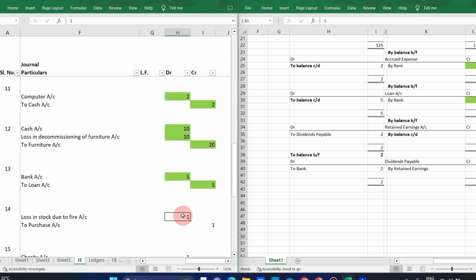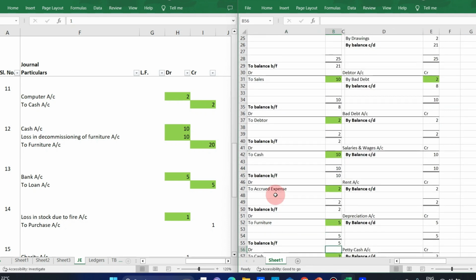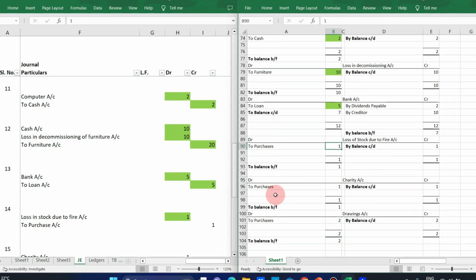14th entry, loss of stock due to fire. So it is getting debited. We'll have a new ledger for it, as we did not create any for it till now. If it had already existed, then we could have used the same one. And purchase account is getting credited here, so we credit it.